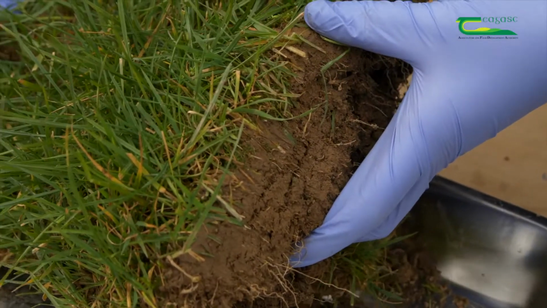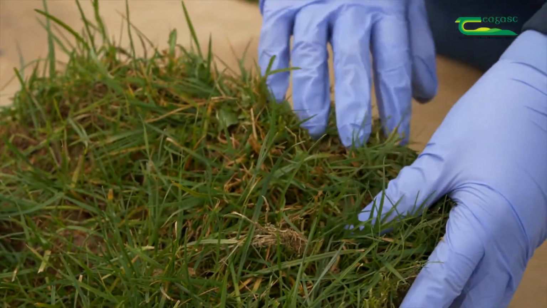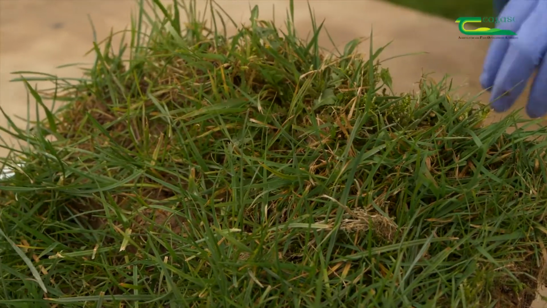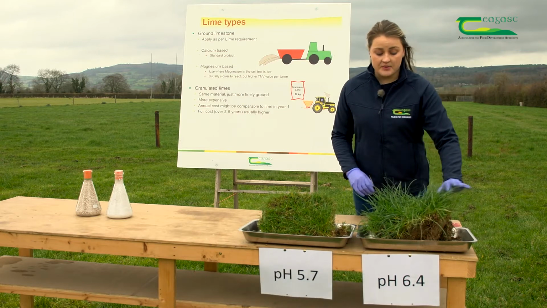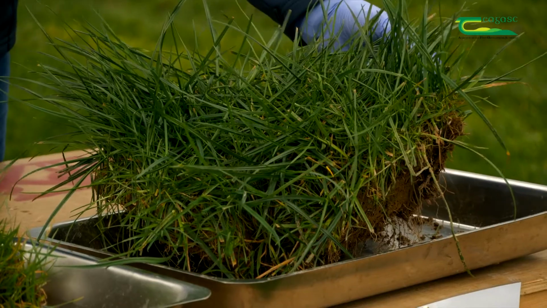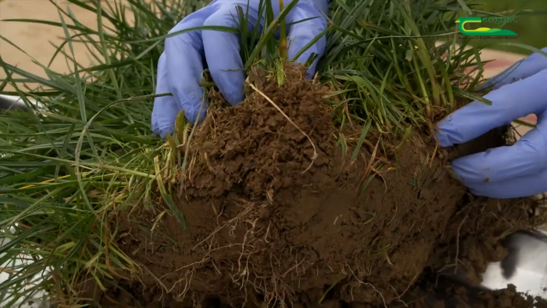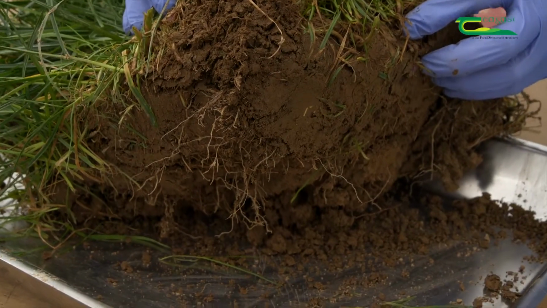We can also see there's more incidences of weeds, and we can see some moss, which is an indicator of a low pH. On the good soil pH of 6.4, we can see we have good vigour and good growth and productivity from our soil. We can also see we have good root development, and when I was digging up this sample earlier I saw loads of worms.